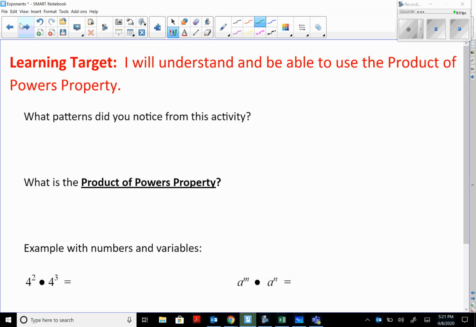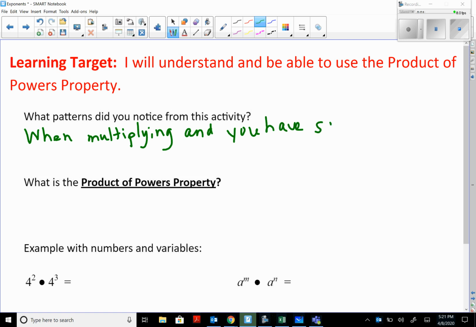So what I was hoping that you would notice is that when you are multiplying and you have the same base number, and you have the same base, you are allowed to add the exponents.